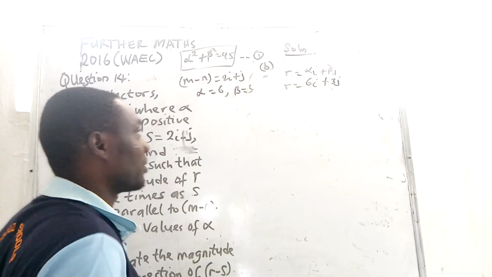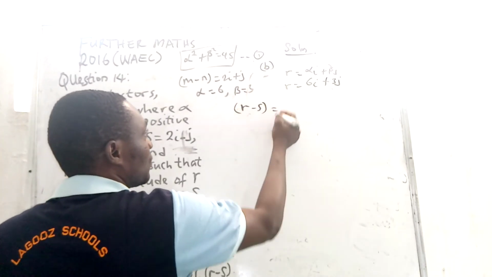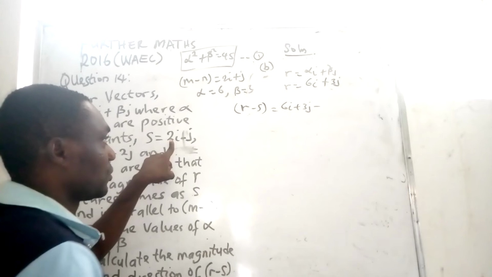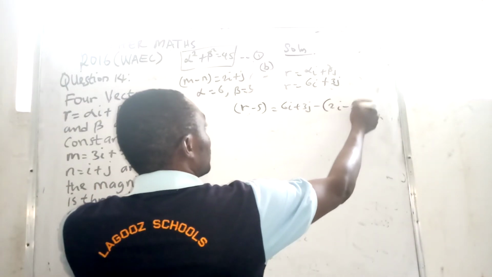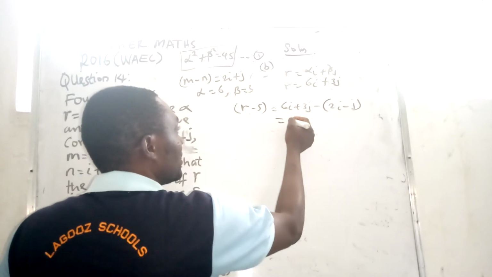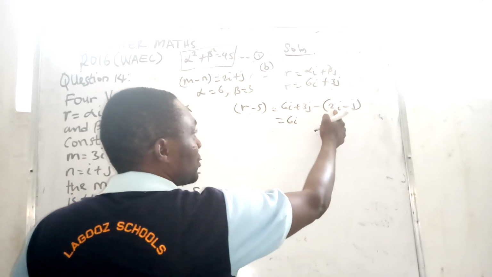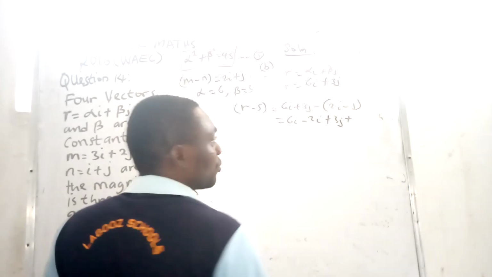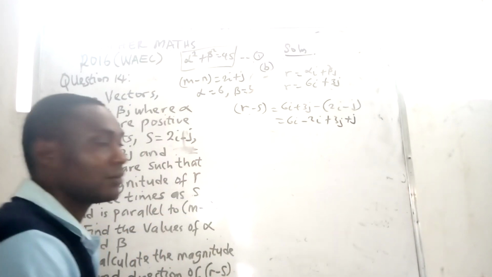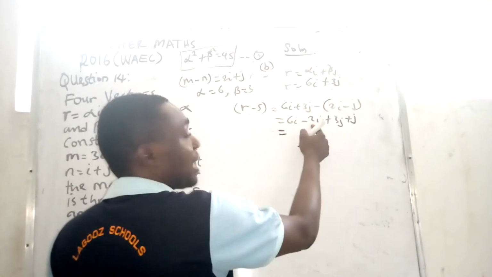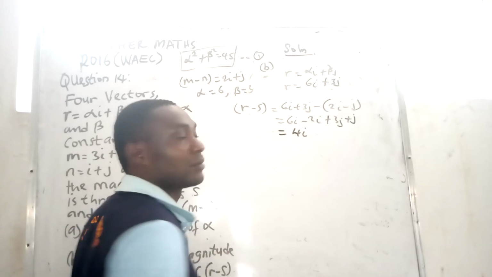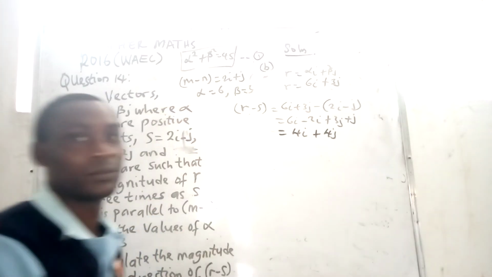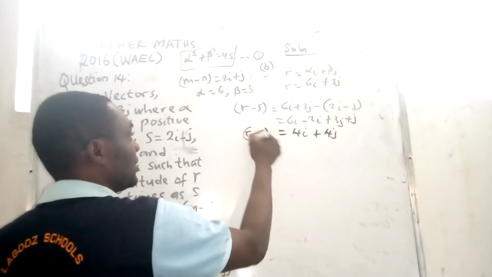So now we can calculate r minus x. r minus x is equal to 6i plus 3j minus x, which is 2i minus j. So this is going to give us 6i minus 2i plus 3j, minus times minus is plus j. So this is going to give us 6i minus 2i is 4i plus 3j plus j is 4j. So r minus x is equal to this.